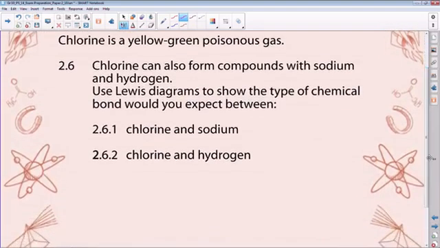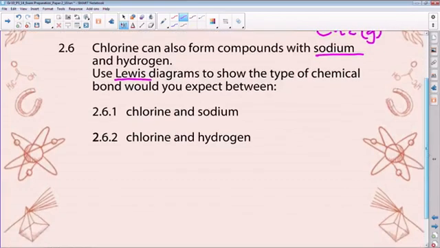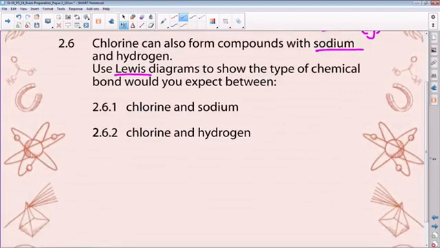Right, now it goes on the same question, but this one we'll do it together, still on the same chlorine, or on the same substance, which is chlorine, a poisonous gas. We said its formula is Cl2, which is a diatomic element. Now, it also forms compounds with sodium as well as hydrogen. This is a metal, we remember. Now, use the Lewis diagram. Again, the Lewis diagram is a very often used structure to show the type of chemical bonds that we'd expect between sodium and chlorine.